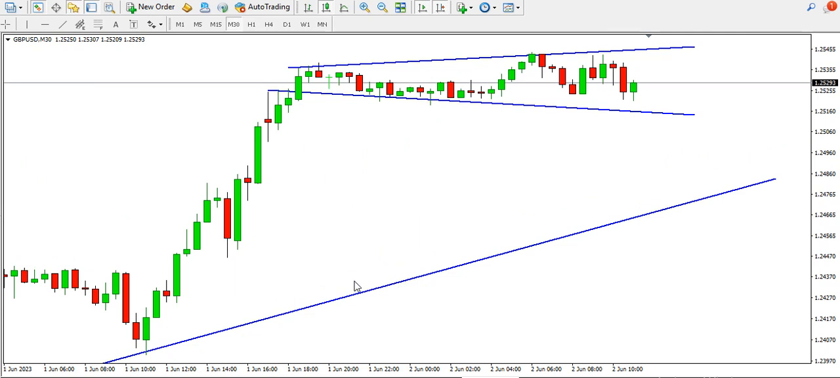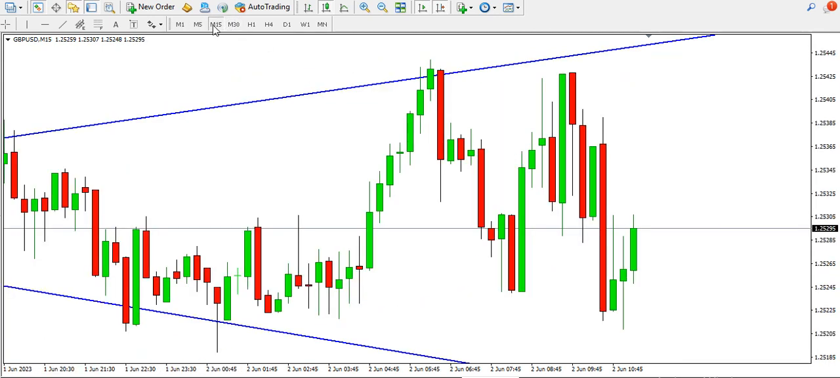The price of GBP USD is bullish for now, though we have a range. Price is currently in the range for now, but it's advisable you consider buying GBP USD. On the 15 minutes time frame, what do we have?